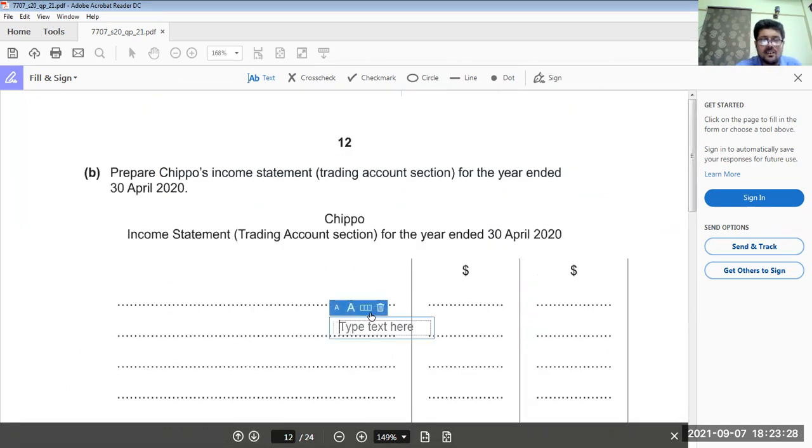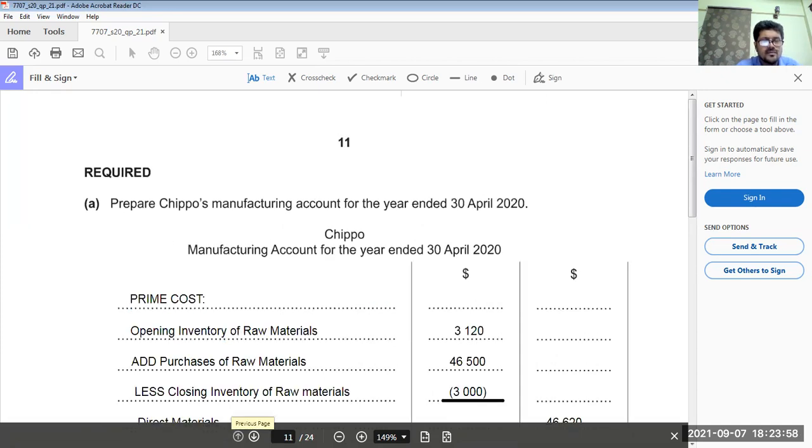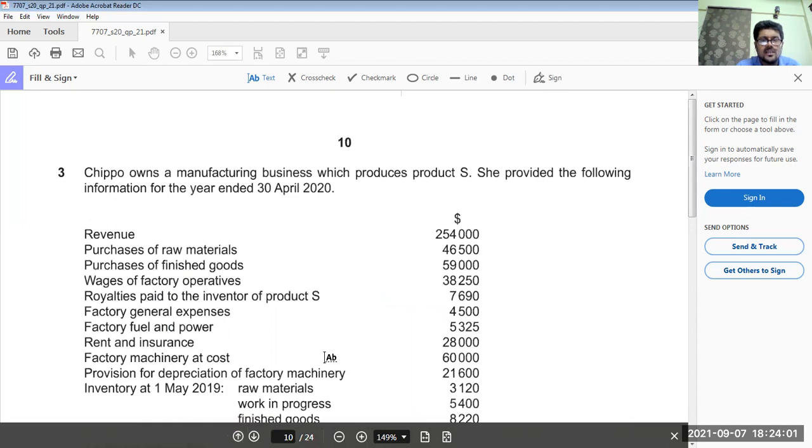Now, the trading account. So we have to make only the trading account, which means we have to move till gross profit. The income statement has two parts: trading account till gross profit, and profit and loss account till net profit. They have asked only for the trading account. So we have to write revenues, sales. Sales is given as 254,000.